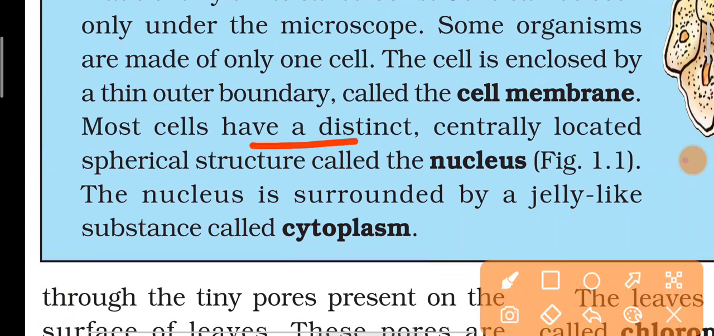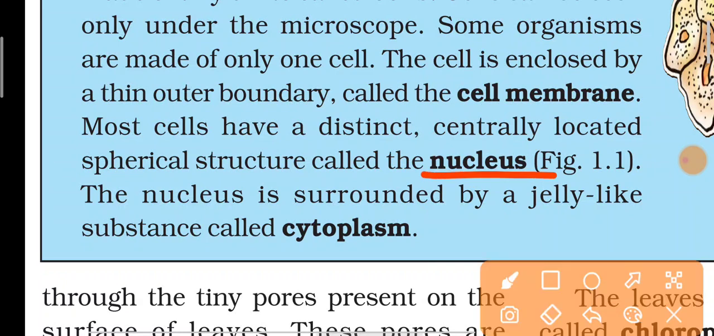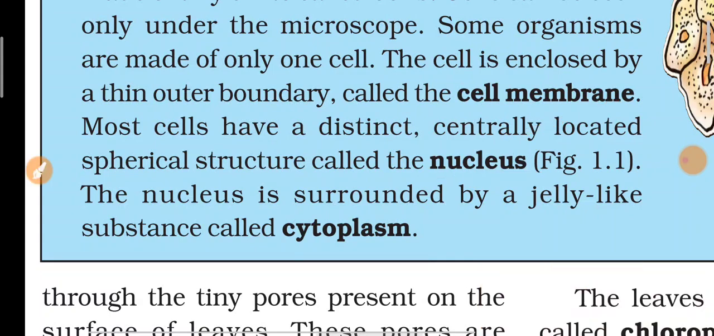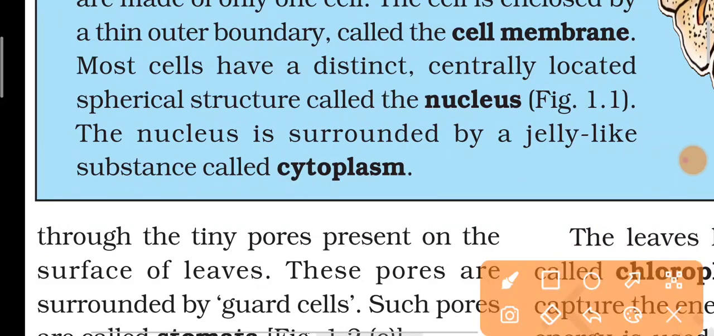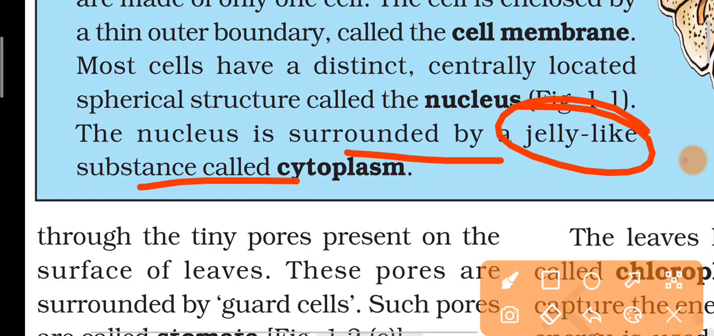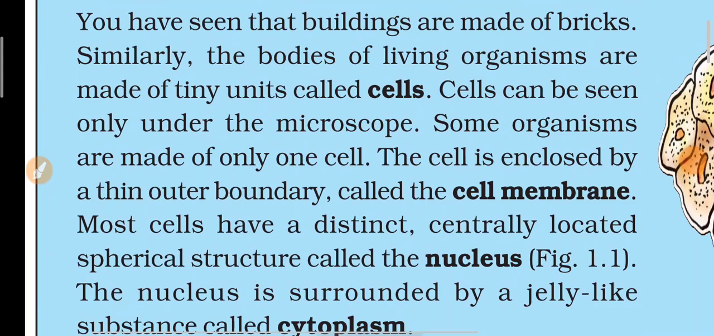Most cells have a distinct centrally located spherical structure called the nucleus. And this nucleus is also known as the control center of the cell. All the processes which take place in the cell are controlled by this nucleus. The nucleus is surrounded by a jelly-like substance which is called cytoplasm, and we are going to learn about the cells in class 8 briefly.